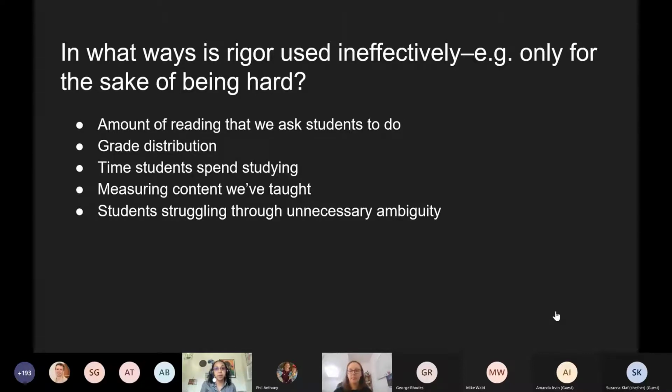It's like, oh, this course is so difficult, I have to study for 6 hours. That's not really a measure of rigor, but it's something that we've bought into. Measuring the content that we've taught, and particularly students struggling through unnecessary ambiguity. And I think that this is a particularly important one, especially as we are in this continued online, hybrid, ambiguous state of teaching. Or what are the ways in which we might have online models or LMSs that are difficult to navigate, that are challenging to students, that don't actually allow them to get to those higher order cognition skills.